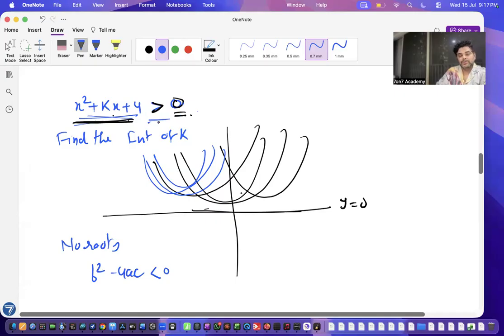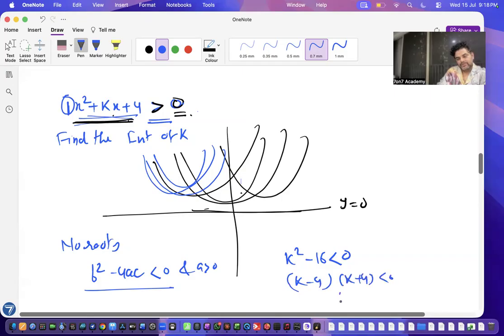99.9% of students look into that and say b square minus 4ac is more than 0. It is IBDP students, add math students, 99.9%. Even AMC students do the same thing. So the constraint is this, and a positive, to have f of x more than 0. A is anyway positive, so it has to open upward, agree? Now b square is k square, minus 4ac means 16, less than 0. So (k minus 4)(k plus 4) less than 0. So k has to be between minus 4 and plus 4.